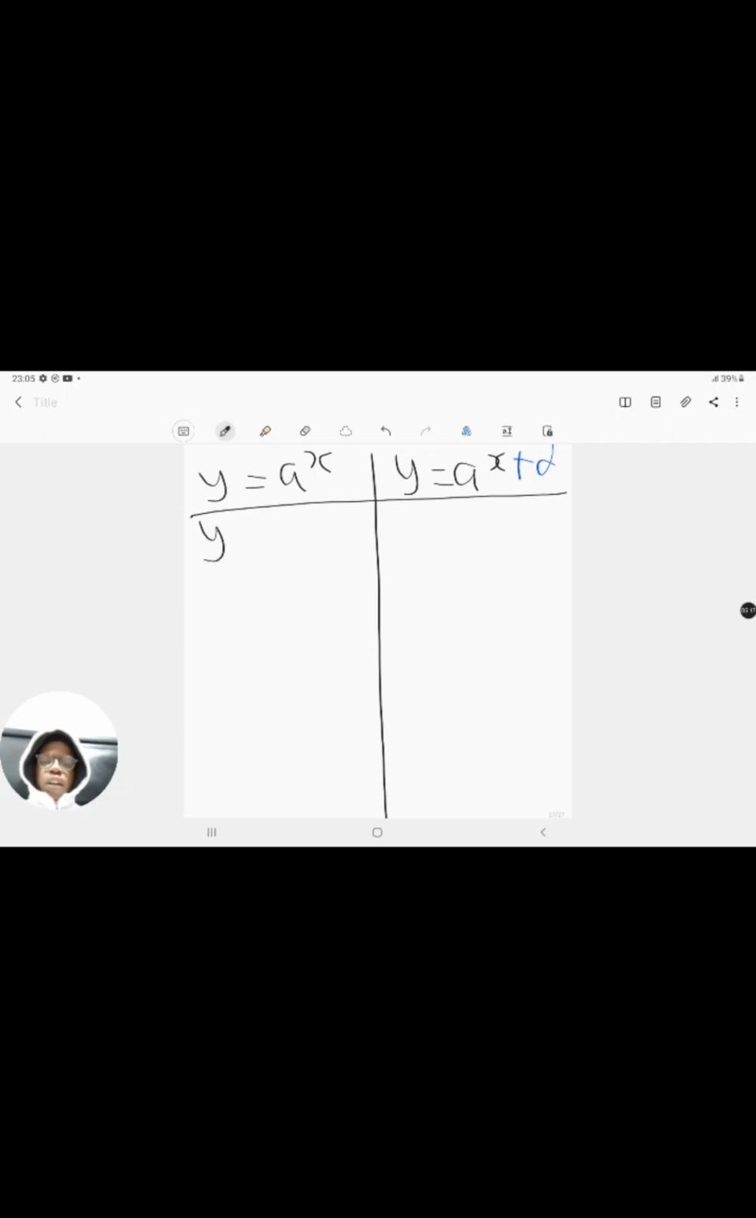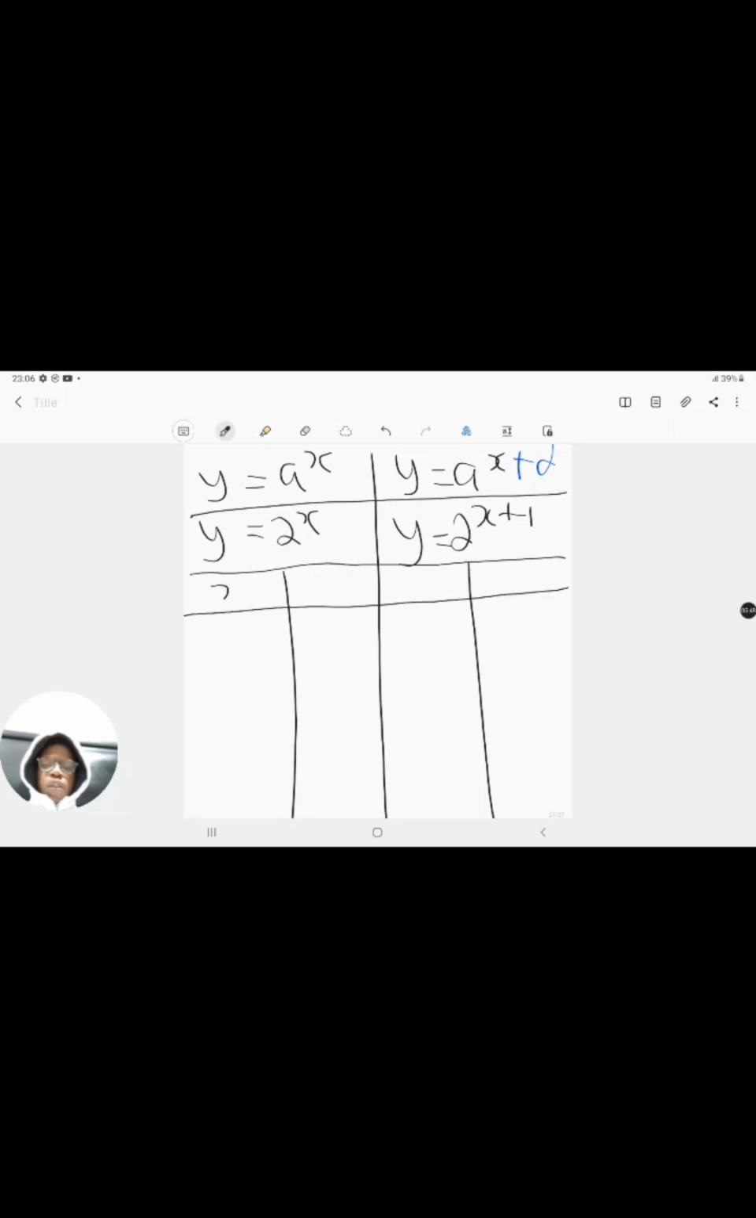I'm going to have y is equal to 2 to the power of x. That's my go-to example, the example that I always want to use. And here I'm going to have y is equal to 2 to the power of x plus 1. Then I'm going to draw in a line there, and I'm going to have x here, y here, then x here and y here.